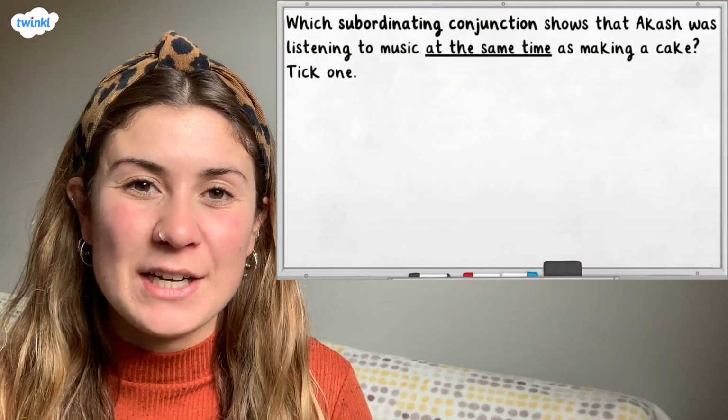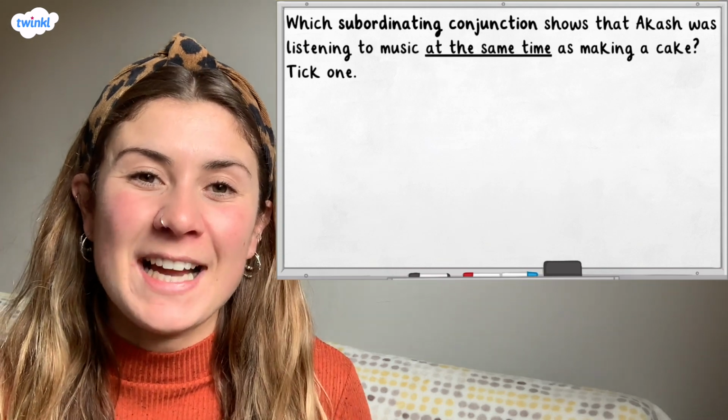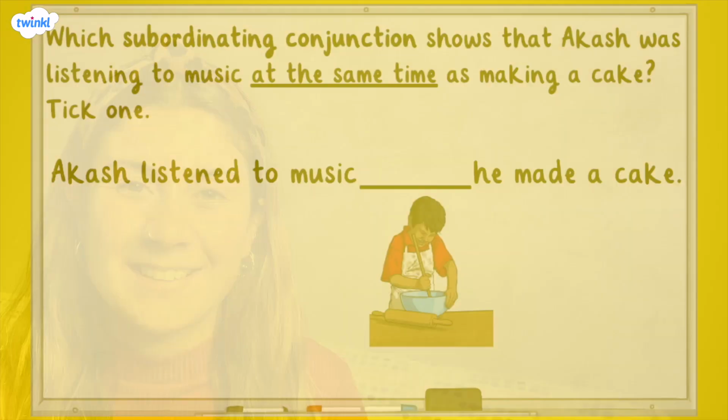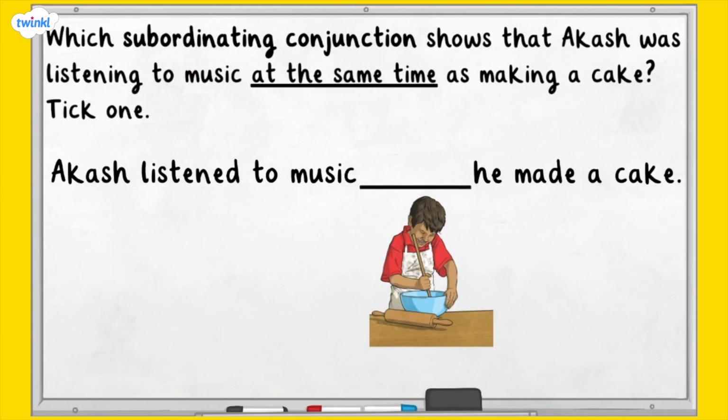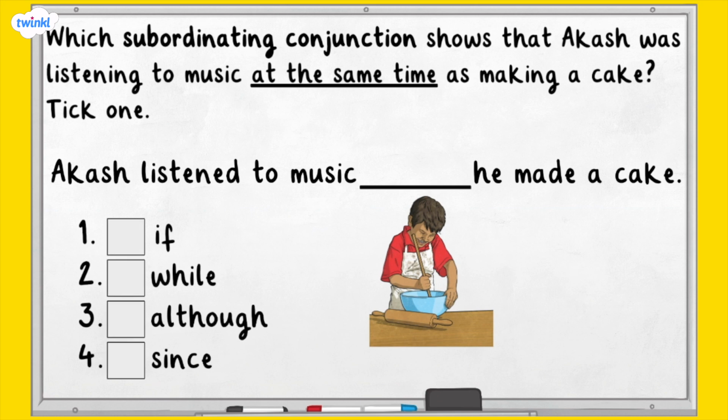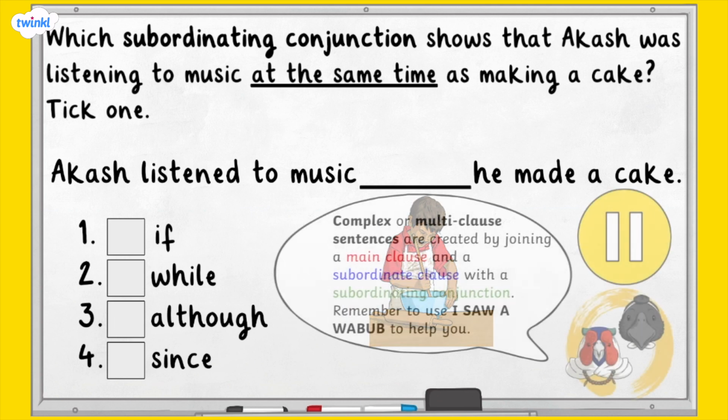In this question, you are being asked to tick the subordinating conjunction that shows that Akash was listening to music at the same time as making a cake. Akash listened to music. He made a cake. Your options are 1, if, 2, while, 3, although, 4, since. Pause the video and press play when you have an answer.